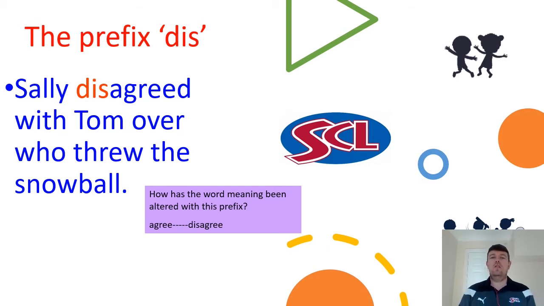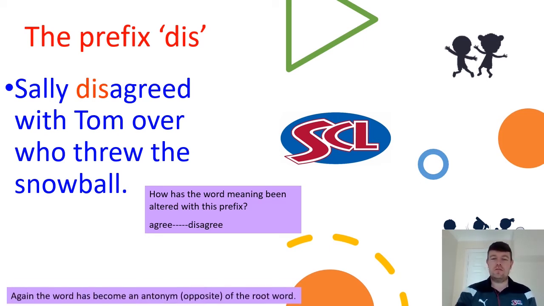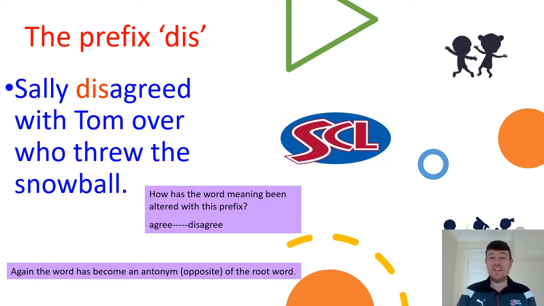Now, who was listening at the start? This includes mums, dads, brothers and sisters, grannies, granddads, aunties, uncles. When we change the meaning of a word, what was this called? If you said antonym, give yourself a round of applause, give yourself a pat on the back. You are an absolute clever clogs and amazing. So that is our prefix dis.